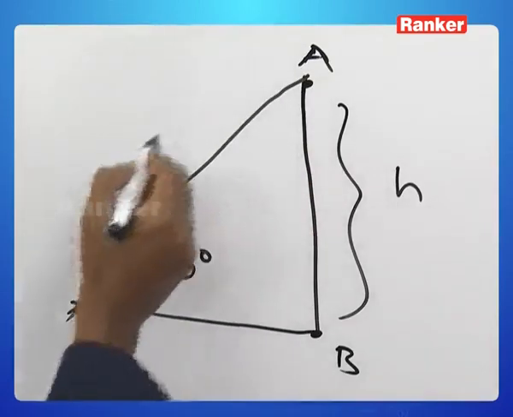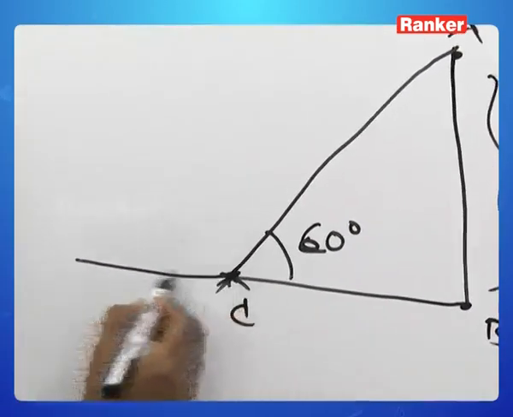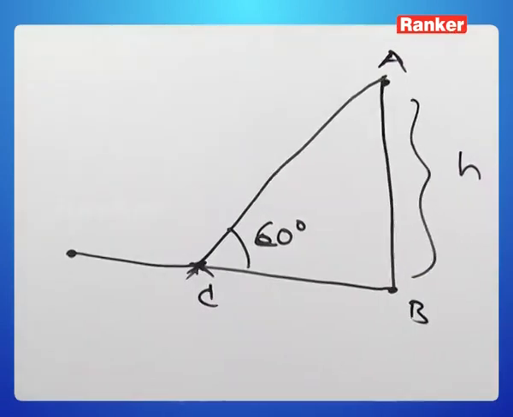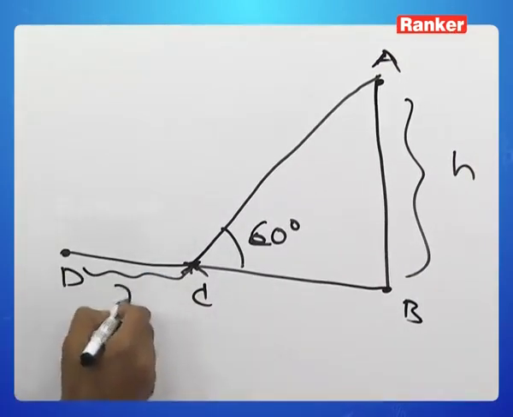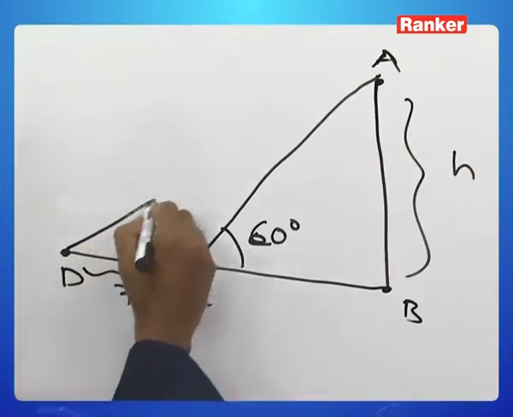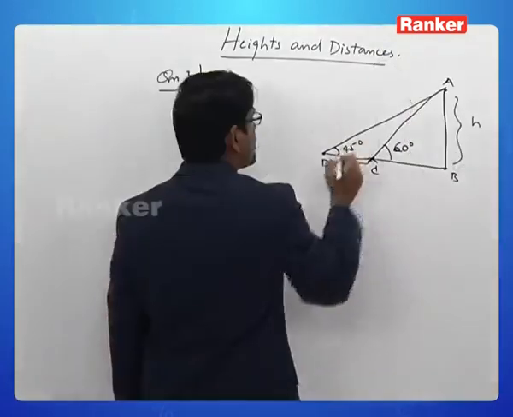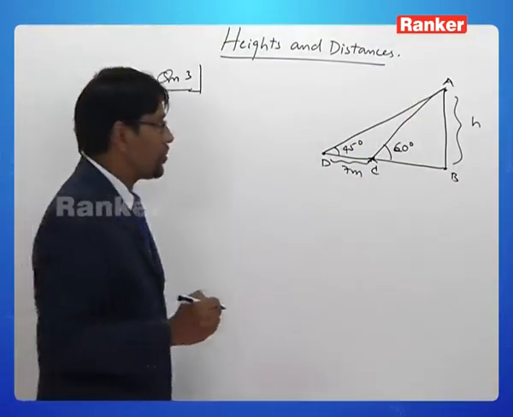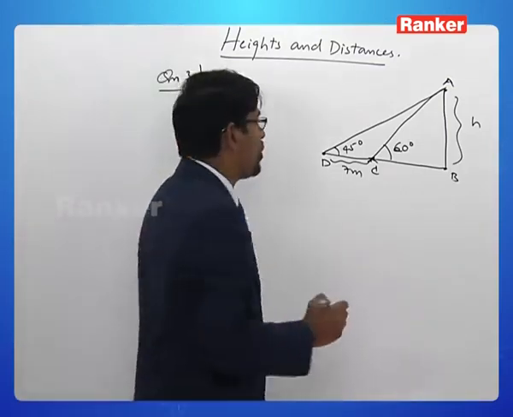And now, when the person walks away from the pole by 7 meters from C, this is 7 meters, he finds that the angle of elevation is reduced, and that is 45 degrees here. Now what we want is the height of the pole.